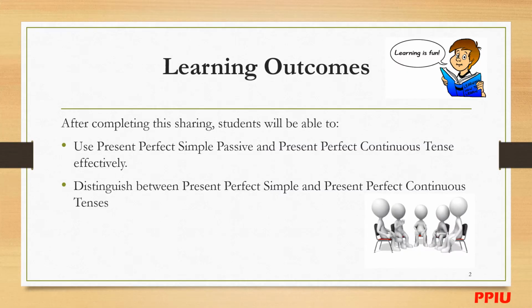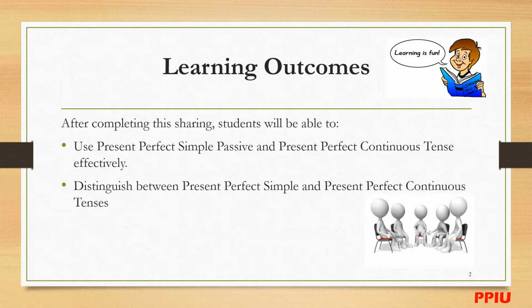So I just come up with this learning outcome. We can say after completing the sharing, you will be able to use present perfect simple passive and present perfect continuous tense effectively. And in this part, just distinguish between present perfect simple and present perfect continuous tenses. Okay, so those are the things that we have to dig out and find out to accomplish at the end of this session. All right.